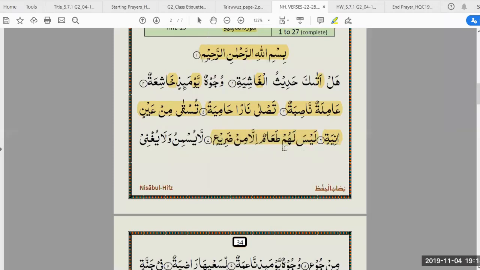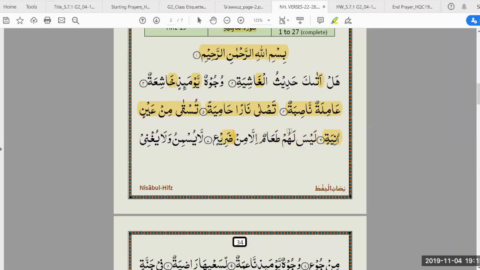Laysa lahum ta'amun illa min dari. Okay, good. So you have pronounced this daw very beautifully. First of all, I want to say that. That was very nice, mashallah. But you have made a few mistakes. So can you say this again up to here, please? Laysa lahum ta'amun.